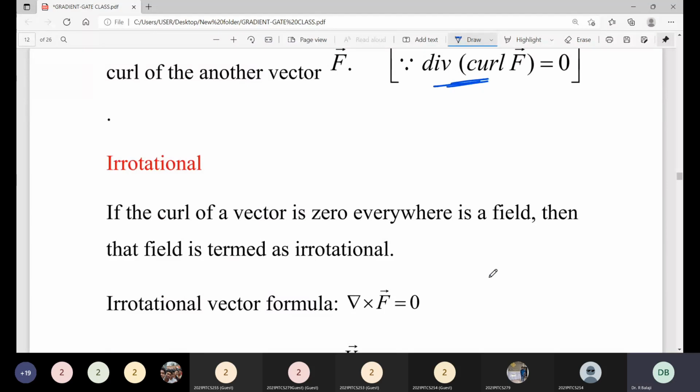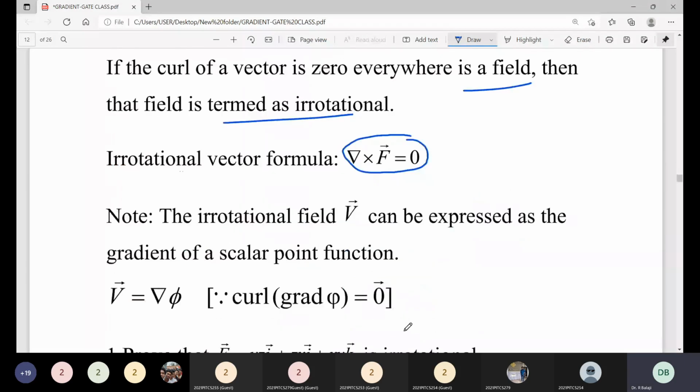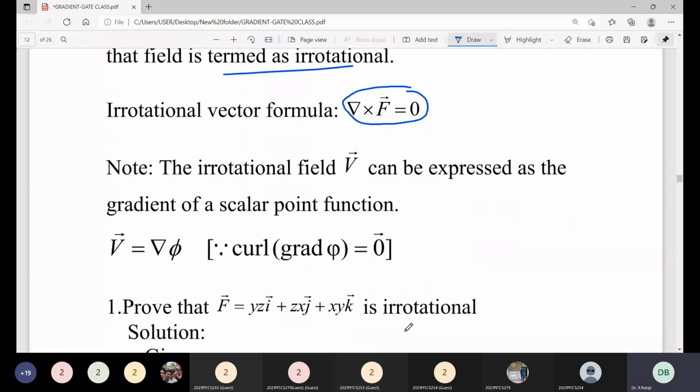Now, irrotational. If the curl of a vector is 0 everywhere in a field, then the field is termed as irrotational. That is cross product, del cross F is equal to 0, which is the irrotational formula. The irrotational field can be expressed as the gradient of a scalar point function. Curl of grad phi is equal to 0. Just now we have solved this one.